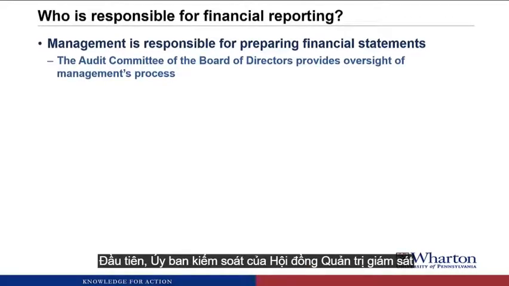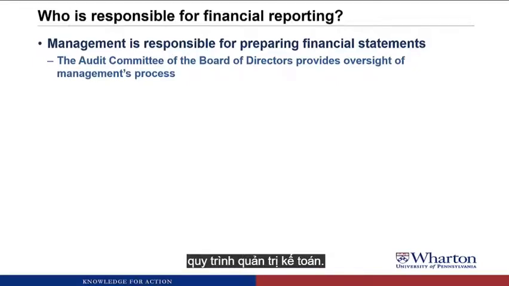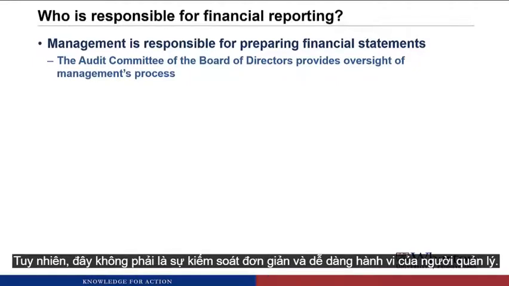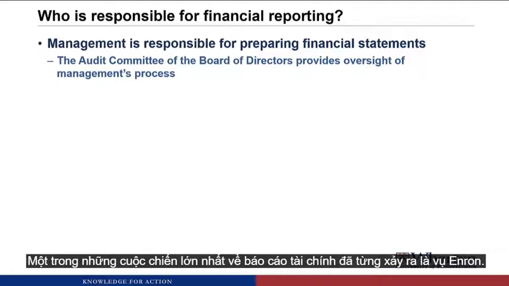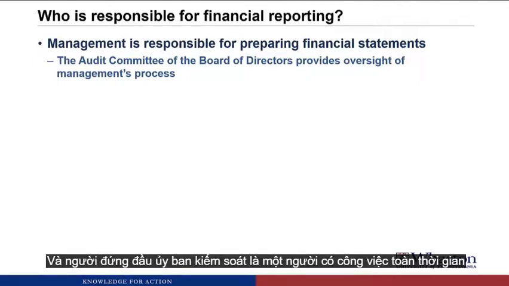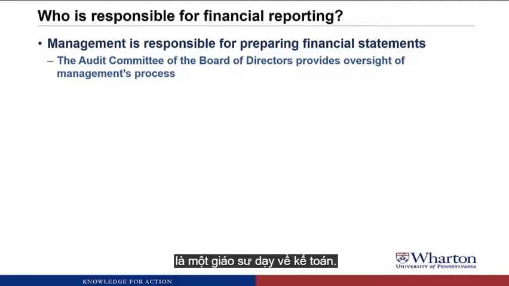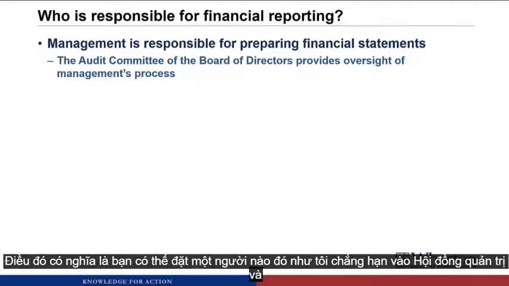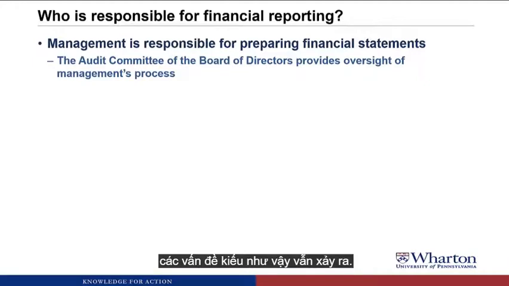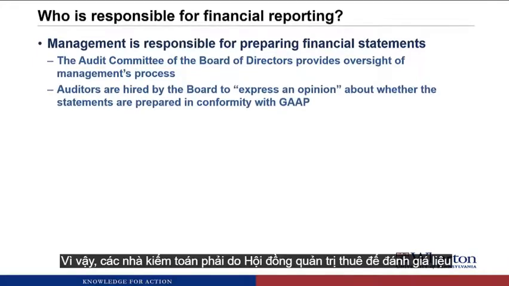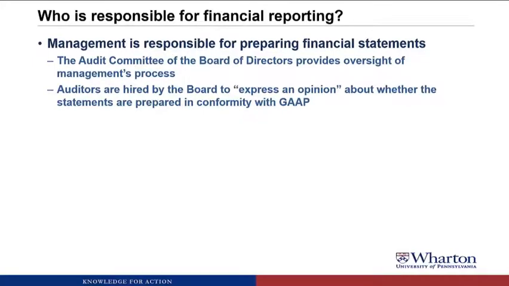First, the audit committee of the board of directors provides oversight of management's accounting process. However, this is not a foolproof check on managers' behavior. One of the biggest financial statement frauds ever was Enron, and the head of their audit committee was a guy whose full-time job was accounting professor, which means you could put someone like me on the board and still have these kinds of problems. So then the auditors are hired by the board to express an opinion about whether the statements are prepared in accordance with GAAP.